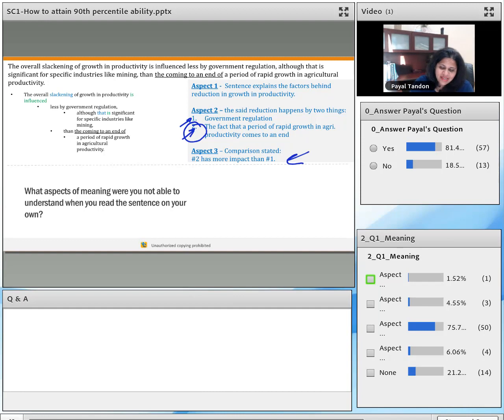Comparison was very well stated, "less by." You know, it's obvious that there is a comparison. Explains the factors behind reduction in growth in productivity. Again, you understood this, but this is the aspect of the meaning that you didn't understand, and that is what cost you this question.